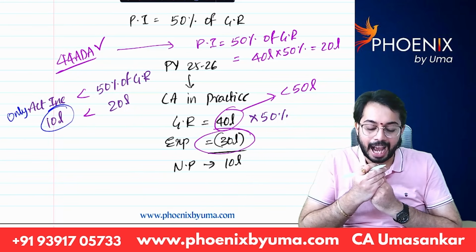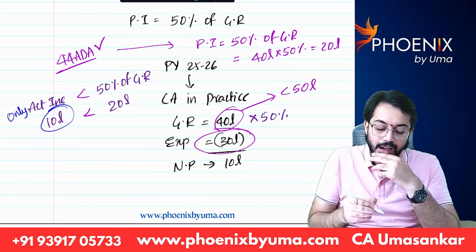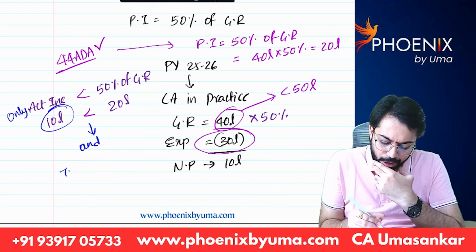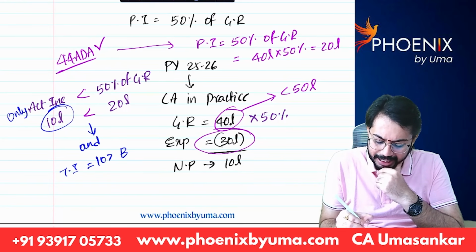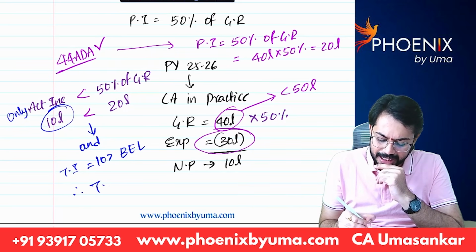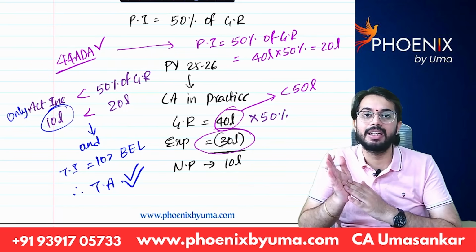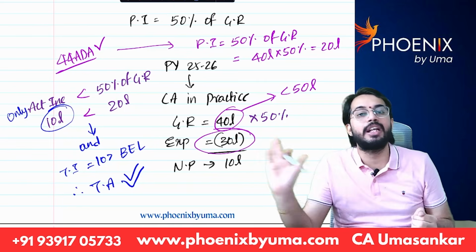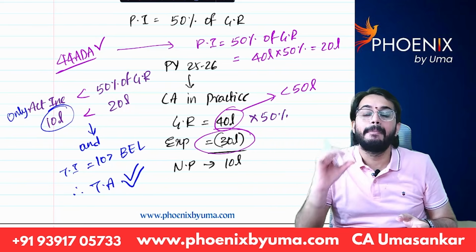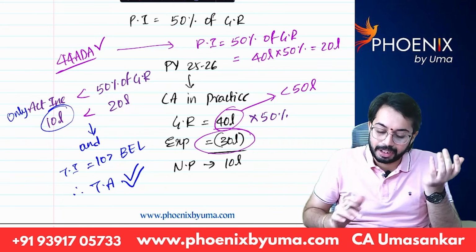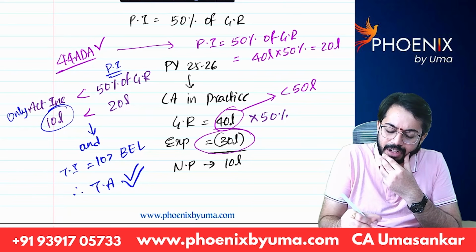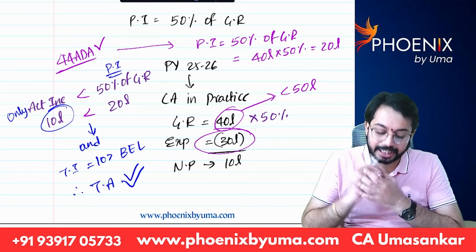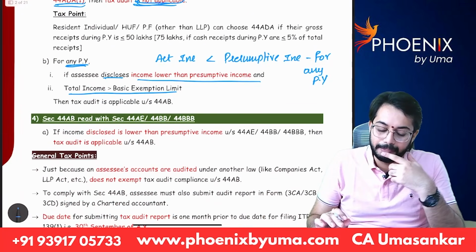If I disclose only actual income, and my total income is 10 lakhs, which is greater than the basic exemption limit, then in this case tax audit is applicable. Are you able to understand? If I disclose minimum 50% of gross receipts as presumptive income, then tax audit is not applicable. But if I disclose my income lower than presumptive income, here presumptive income is 50% of gross receipts, and my actual income is less than 50% of gross receipts, in this case tax audit is applicable. Are you able to understand?